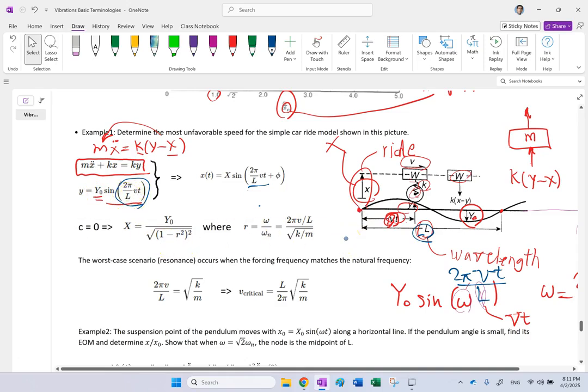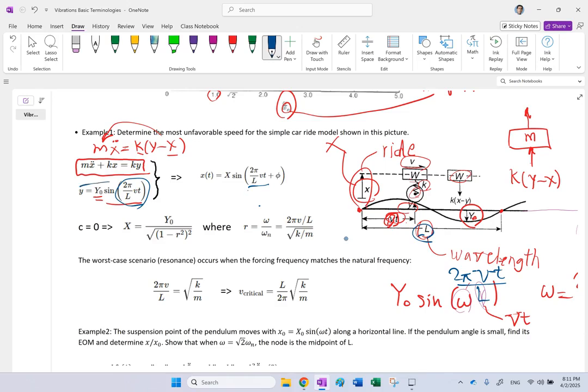So now with that y, that is your excitation, that is your base motion, and this is your ODE. So what kind of solution would you expect? Well, because your input to the system is of this frequency, you should expect the output x to also be of the same frequency. So you see, it's also sine of 2 pi vt over L, except you have a different magnitude and a different phase. If you can find the different magnitude and phase, that's all you need to do.